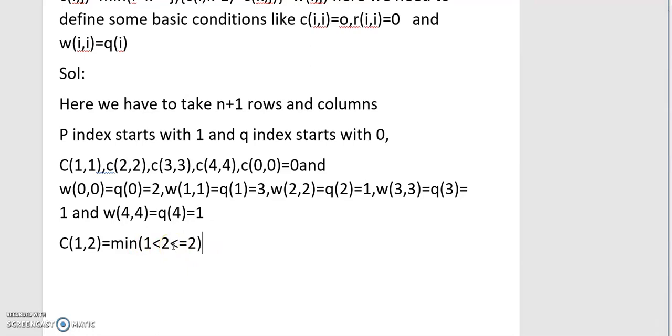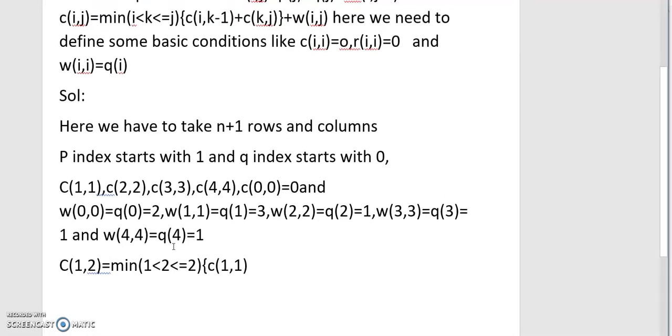Next we have to find the K value. Next we need to find C of 1 comma 1, that is C of i comma k minus 1, plus C of k comma j, that is 2 comma 2, plus W of i comma j. W of i comma j is 1 comma 2. So we need to find W of 1 comma 2.